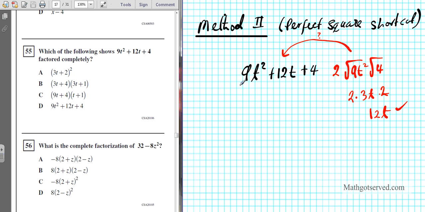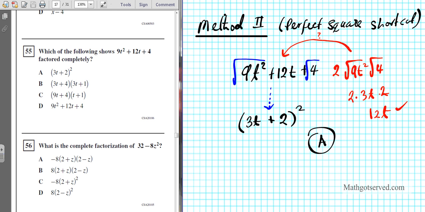You just simply root the first term and the last term, bring down the middle sign, and that will give you your factored form. So it's going to be square root of 9t squared, the square root of 9 is 3, the square root of t squared is t, bring down the plus, the square root of 4 is 2, group them into a parenthesis, squared, end of story, answer is option A, okay? So this shortcut works only for perfect square trinomials.